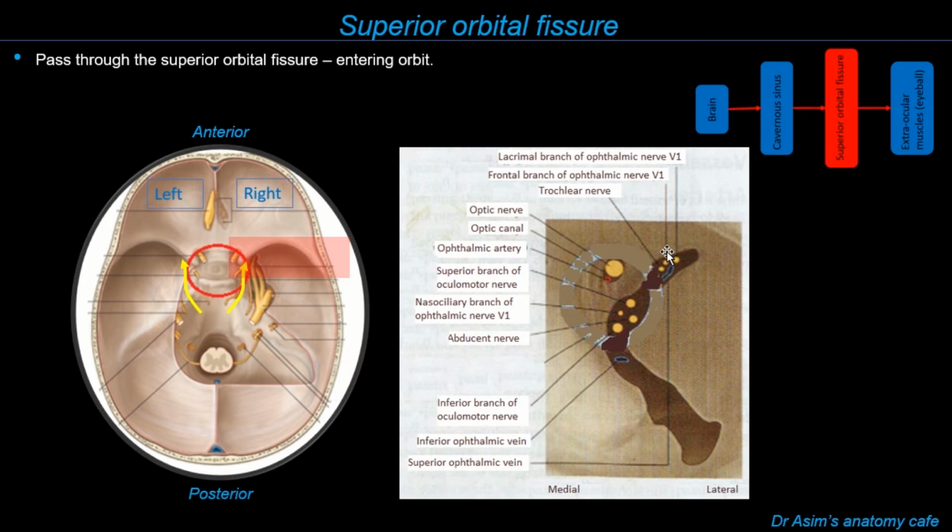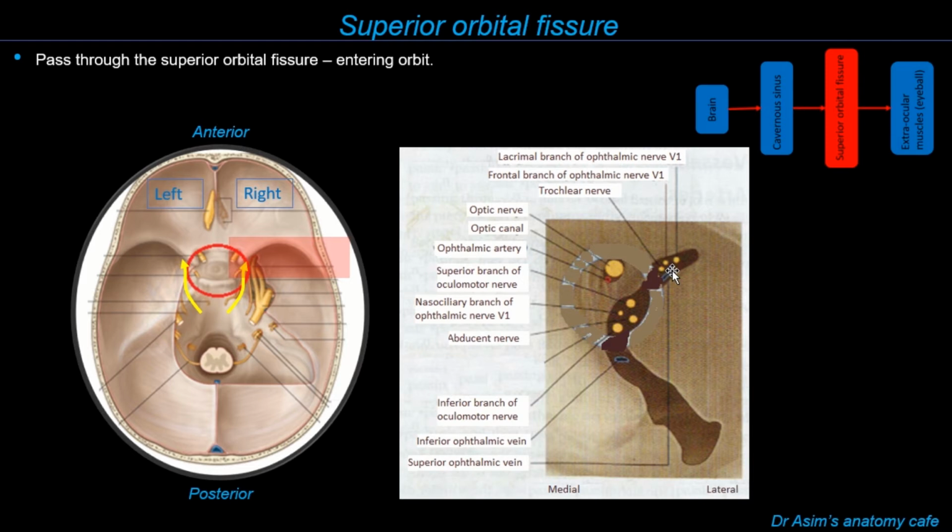Now, some of the cranial nerves pass through the common tendinous ring, whereas other cranial nerves basically go through the superior orbital fissure but outside the common tendinous ring. For instance, the oculomotor nerve, which is our third cranial nerve, passes through the common tendinous ring along with the abducent, which is the sixth cranial nerve. Whereas the trochlear nerve, the fourth cranial nerve, passes through the superior orbital fissure outside the common tendinous ring.